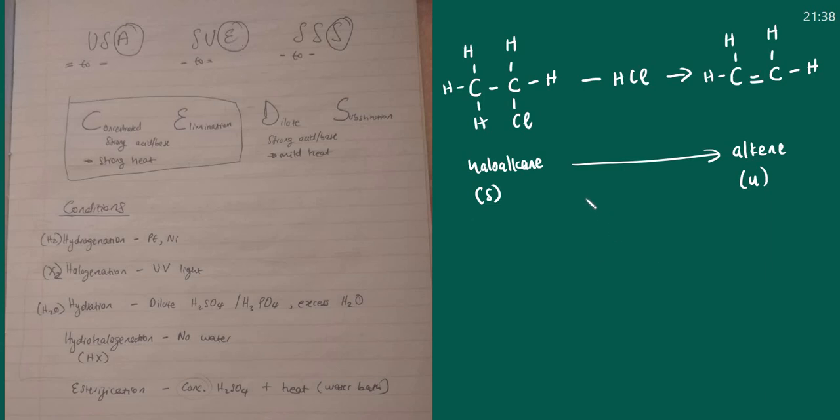So it's an elimination reaction. Understand me? That will be an elimination reaction. What did you remove? You removed a hydrogen and a chlorine. That means the type of elimination reaction is dehydrohalogenation. Okay, that is what we're saying.